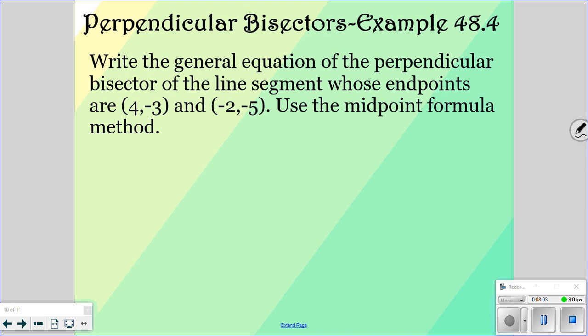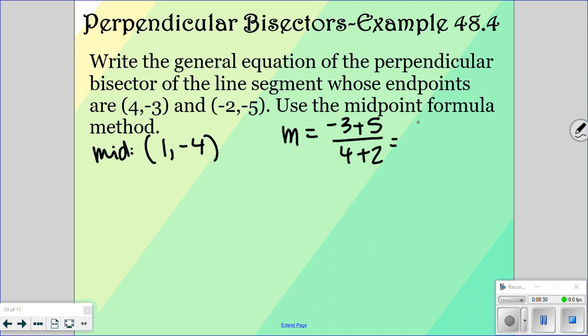Okay, so we're going to look at one more example. And it wants us to write it in general form. So first thing we're going to do is find our midpoint. So 4 minus 2 is 2, divided by 2 is 1. Negative 3 plus negative 5 is negative 8, divided by 2 is negative 4. And then our slope, y minus y over x minus x. And I get 2 over 6, which is 1/3. So our perpendicular slope is negative 3.